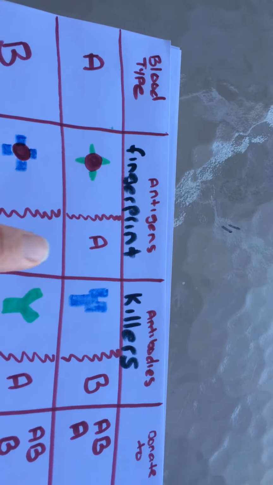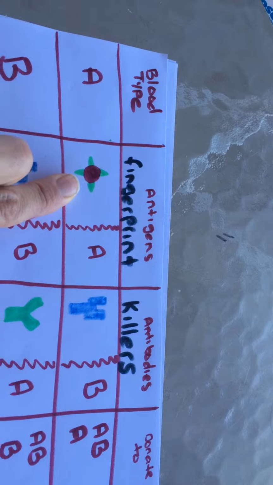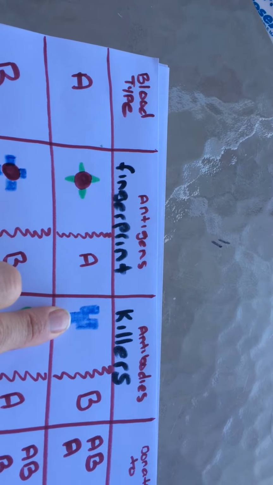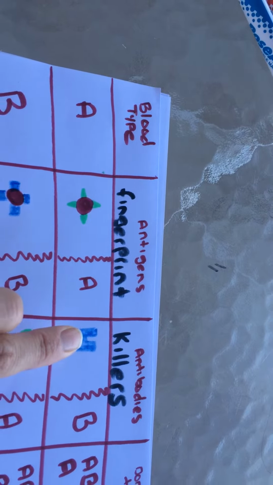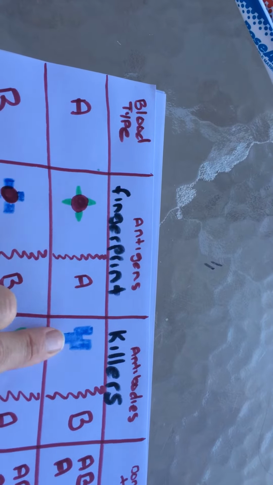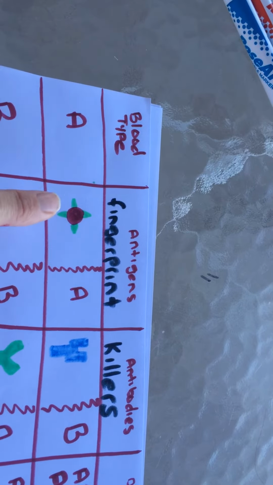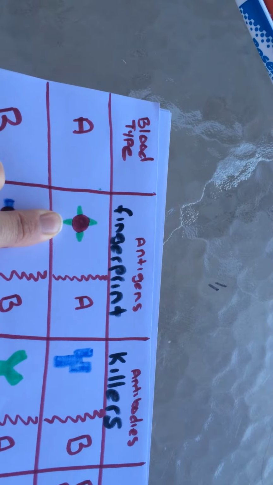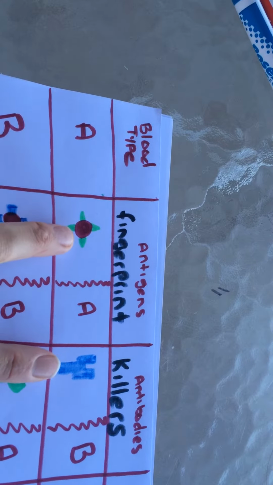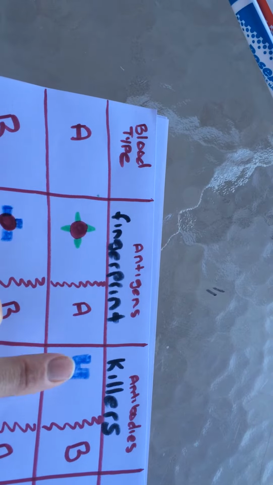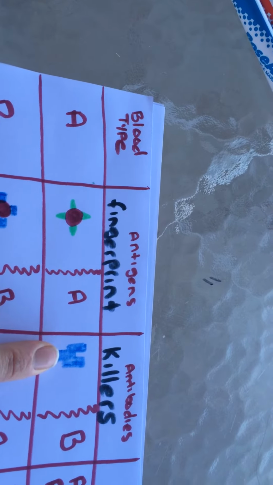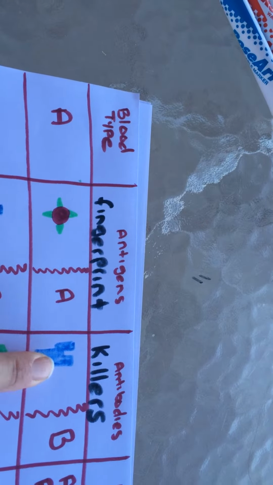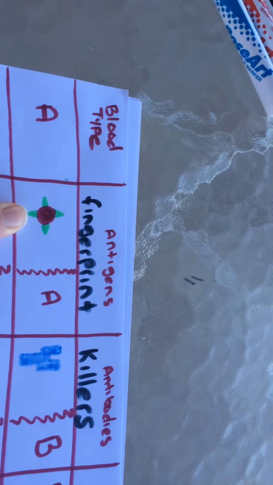As you can see, if I am blood type A, I can have anti-B antibodies floating in my blood. Why? Well, if this antibody is floating in my blood, could it attach to this blood cell and kill it? The answer is no, because there is not a color or shape match. This antibody can exist in my blood if I am type A, because this antibody cannot kill my own blood cells.